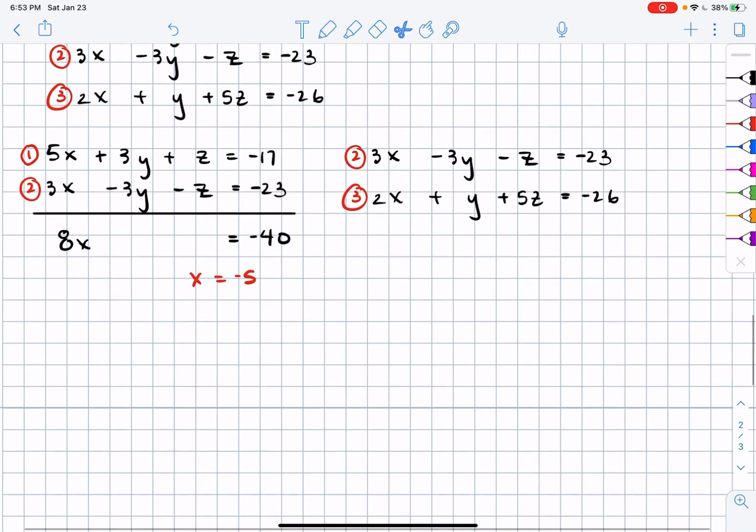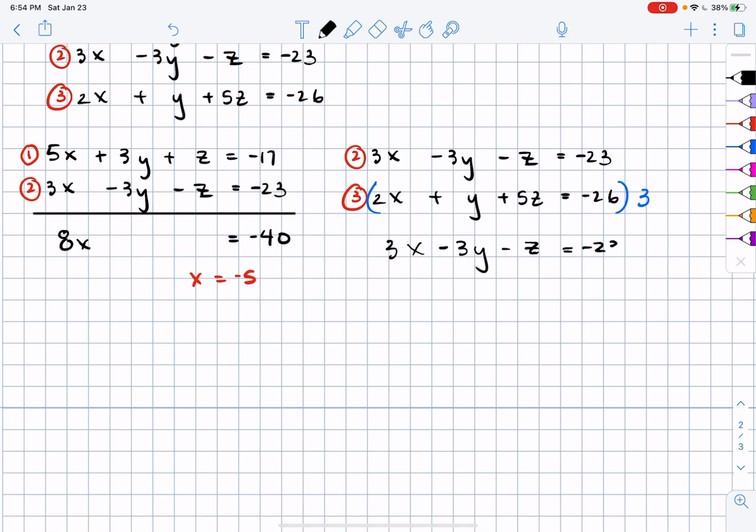So what I want to do is, let me see here. Since it's already positive and negative y, let's multiply the bottom here by 3. So the top gives me 3x minus 3y minus z equals negative 23. And the bottom is going to give me a 6x plus a 3y plus 15z is equal to, didn't we do this already?